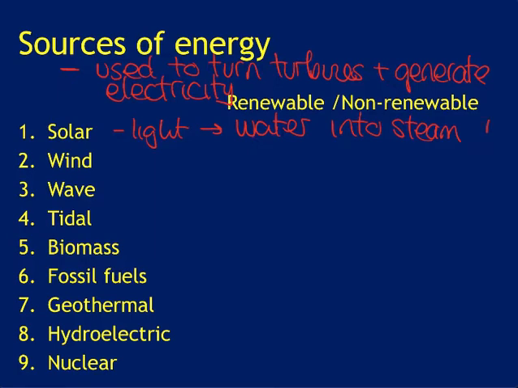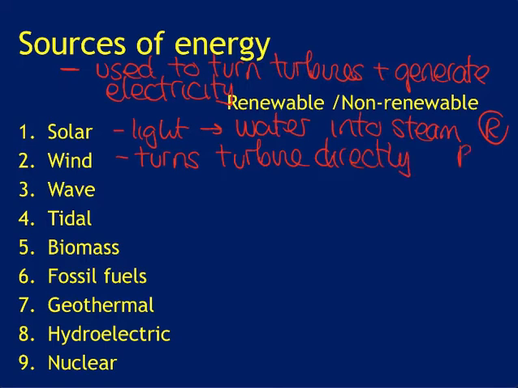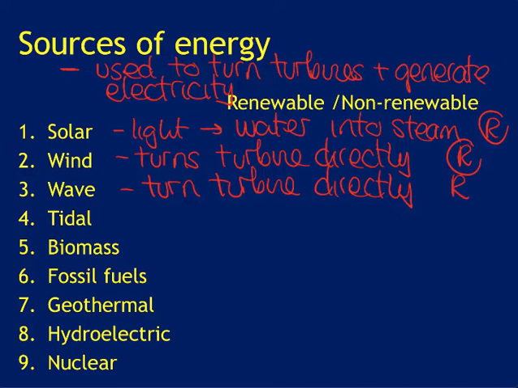And solar energy is obviously renewable. Wind is similar. It's going to turn a turbine directly. So that's brilliant, and straight away you generate electricity. And wind is also renewable. Wave energy does the same thing. It's going to be used to turn a turbine. And it is obviously renewable.